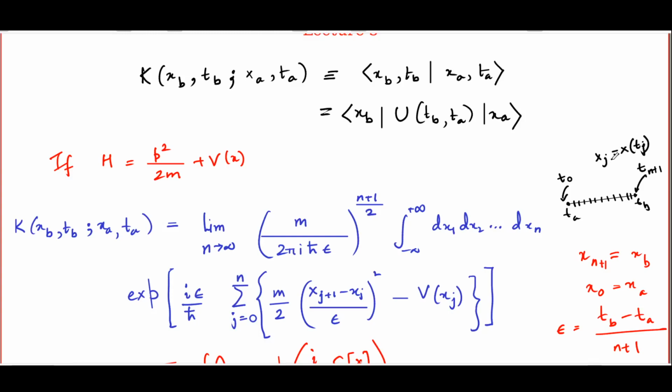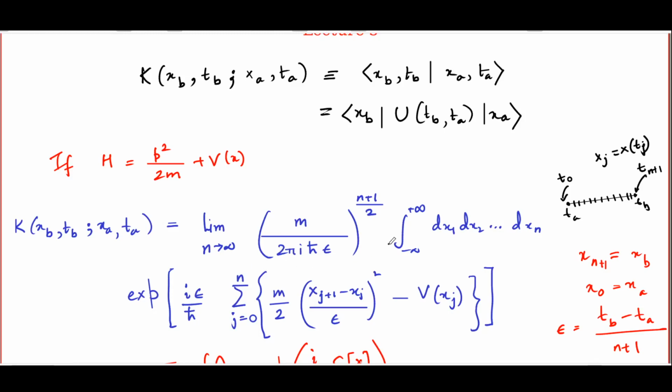So we have equally spaced time instants t0, t1, t2, t3, up to tn, t_{n+1}, and at each time instant the location of the particle is denoted by the corresponding x with that index: xj is x of tj. So all we are doing is allowing the location of the particle at intermediate times to range all over the place from minus infinity to plus infinity.